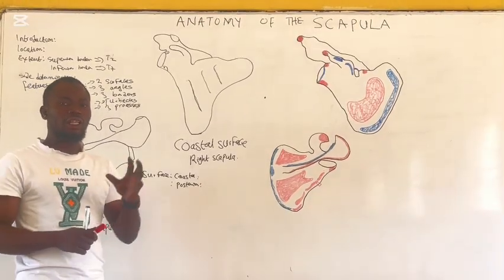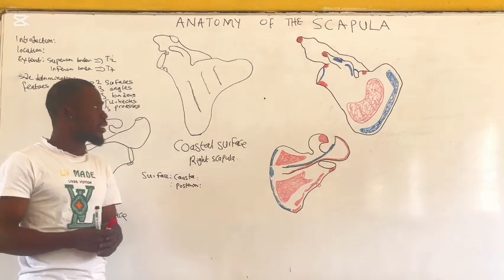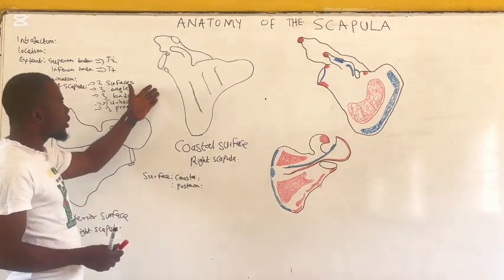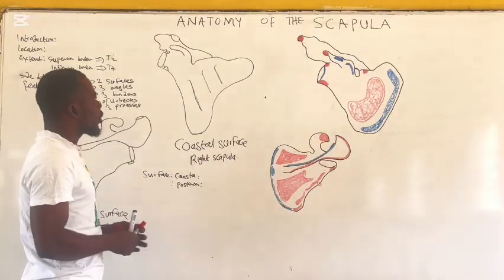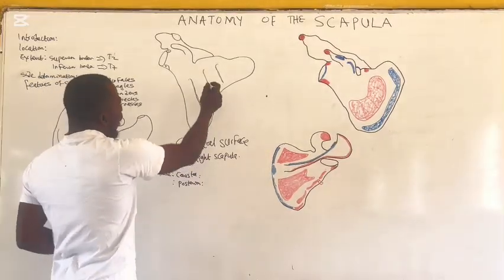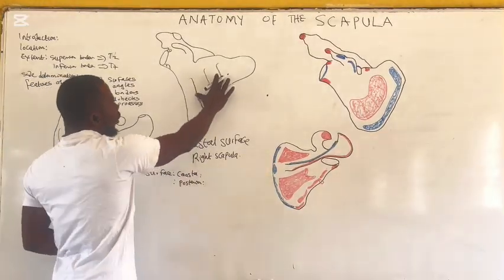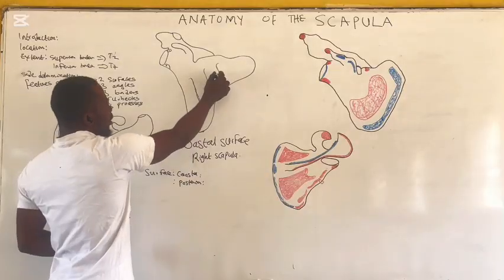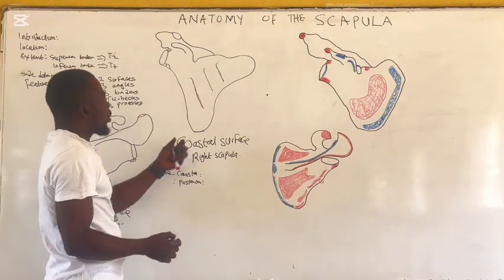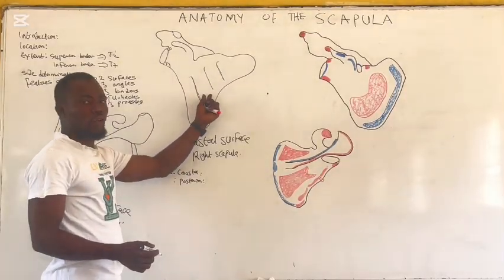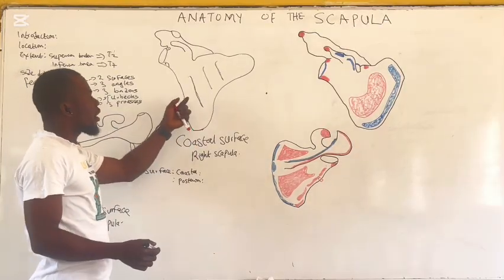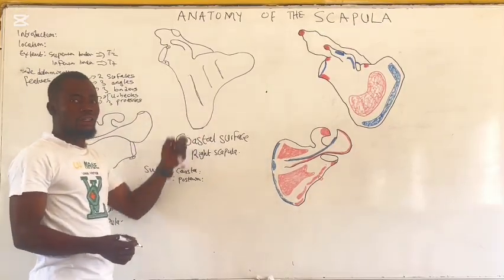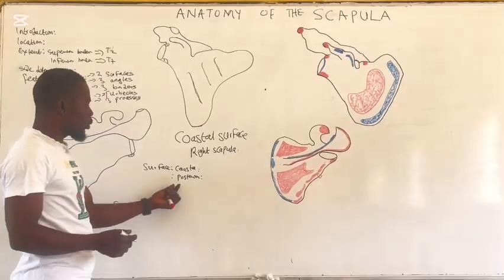It is lined by three longitudinal lines. So from here, this is the costal surface of the right scapula. You can see that it is concave and it is lined by three longitudinal lines. These are the three longitudinal ridges that line the costal surface of the scapula, and it is concave, directed medially and forward.